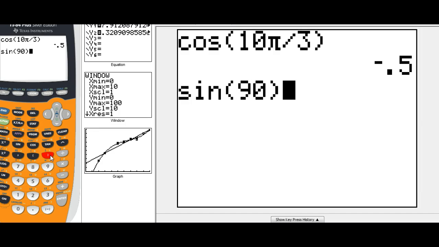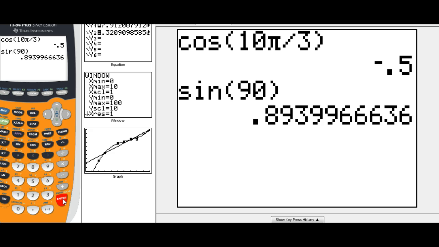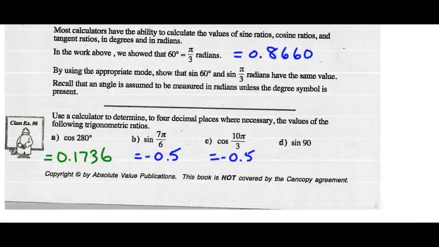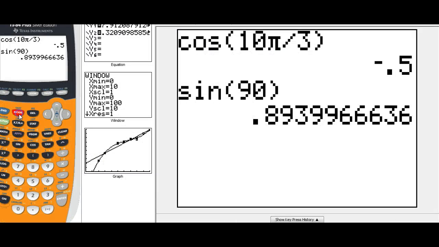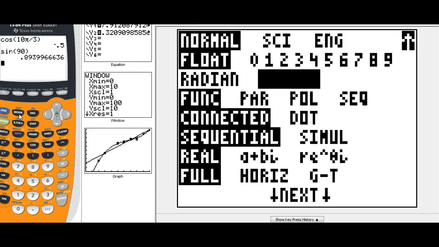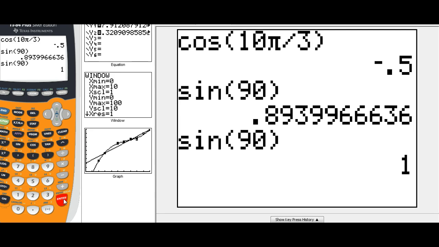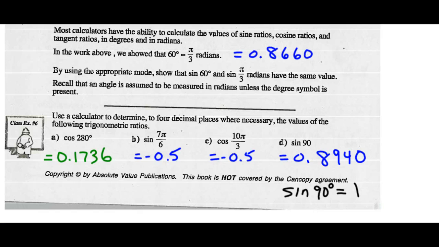Take the sine of 90 radians, which is 0.8940. All right. That's very different than the sine of 90 degrees. If I wanted to figure out the sine of 90 degrees, let's do that in our calculator. It would have a degree symbol there. So now I change my mode to degrees. And the sine of 90 has a value of 1. So the sine of 90 degrees is 1. The sine of 90 radians is 0.8940. All right. So make sure you recognize if there is a degree symbol after the angle measure. If there is not, then it's in a radian measure.